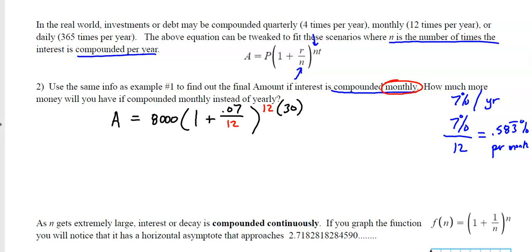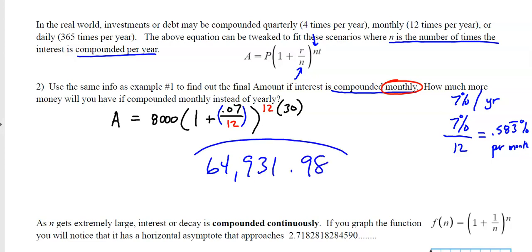I'll go over this in class, but for time's sake, I'm just going to do it on the handheld here. So 1 plus, parenthesis, 0.07 divided by 12, parenthesis. I have to use 2 sets of parentheses, so when I did it in my calculator, I put parentheses around that. Then I'm going to raise that to the 360th power, and I get a final number of $64,931.98. All right?